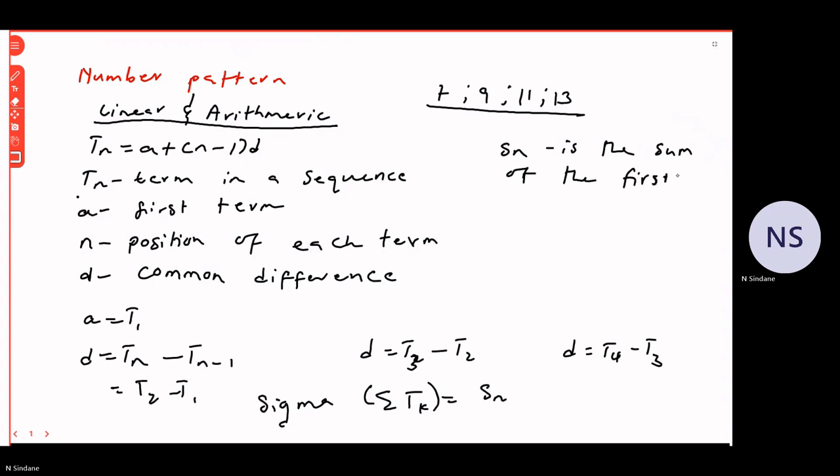For example, they can ask, what is the sum of the first 9 terms? What is the sum of the first 10 terms? What is the sum of the first 19 terms? That is Sn. Once they ask for the sum of the first 5 terms, you calculate the value of Sn. We have 2 formulas for Sn. The first one is Sn = n/2 (a + l), right?